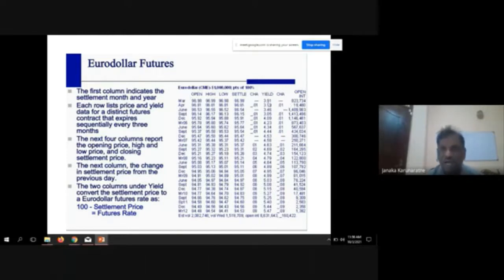And I want to highlight these few things. What is this yield? Can someone tell what is this yield? Anyone? Can anyone observe anything? What does this yield mean?